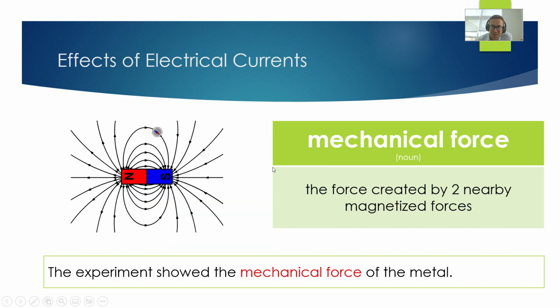Mechanical force. This is the force created by two nearby magnetized forces. So here we have either end of the magnet, and the force between the top and the bottom is the mechanical force. For example, the experiment showed the mechanical force of the metal.